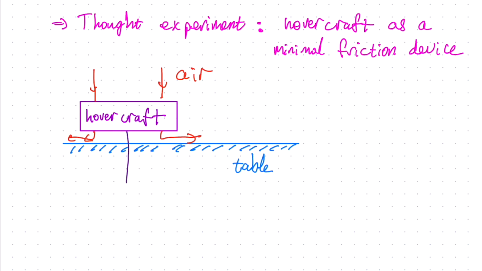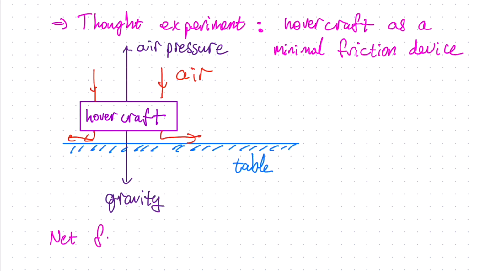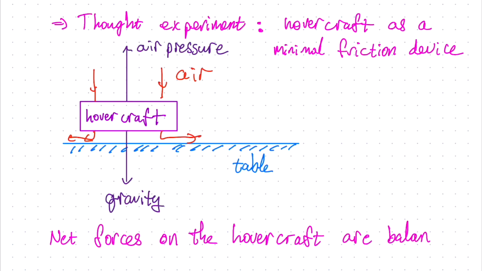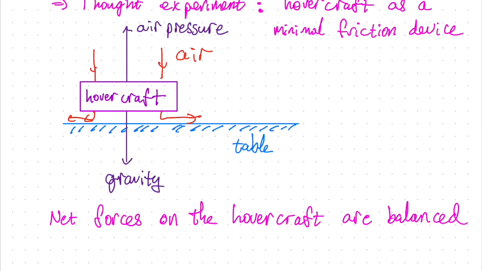Now, what are the forces acting on the hovercraft? Well, first there is a force of gravity, which tends to pull the hovercraft down, and counteracting the force of gravity, there is the force of air pressure, which tends to lift up the hovercraft. Now, because the hovercraft is not moving, the net force on the hovercraft must be balanced. That is, adding up the vectors for the force of gravity, F gravity, and the force of the air pressure, F air pressure, we get a net zero vector.